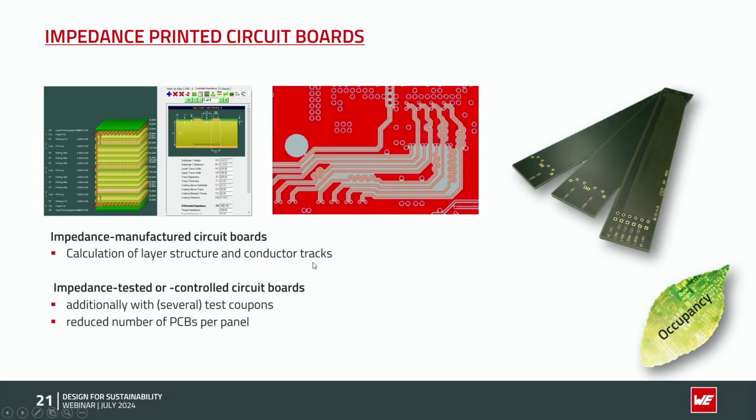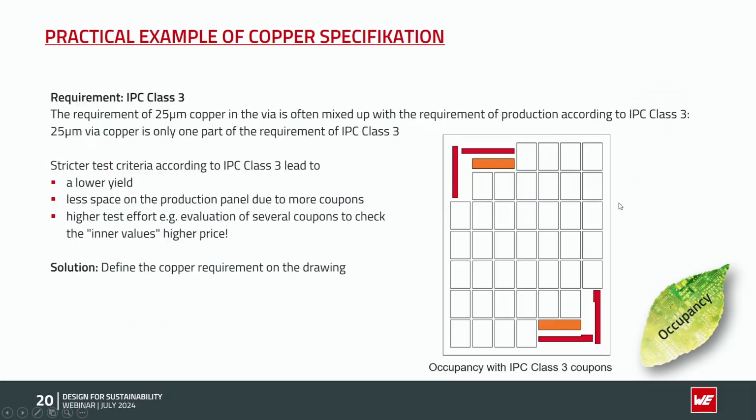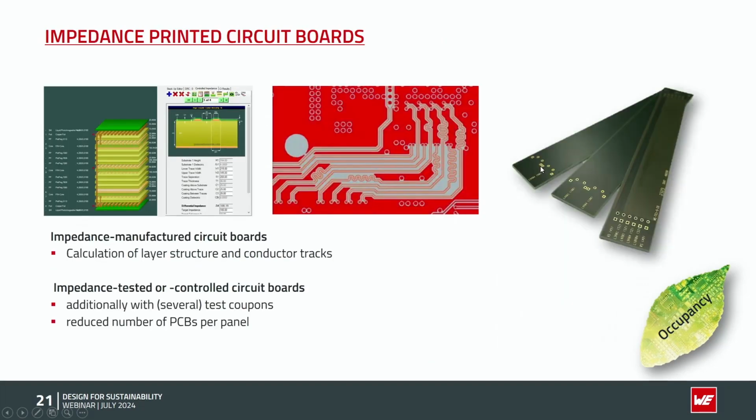Same goes along with impedance testing. If you have an impedance controlled board, we have to add these test coupons for the control. And again, if you add these test coupons, we sometimes have to remove PCBs, add more, we need more material, and this can be avoided if these tests are not necessary.